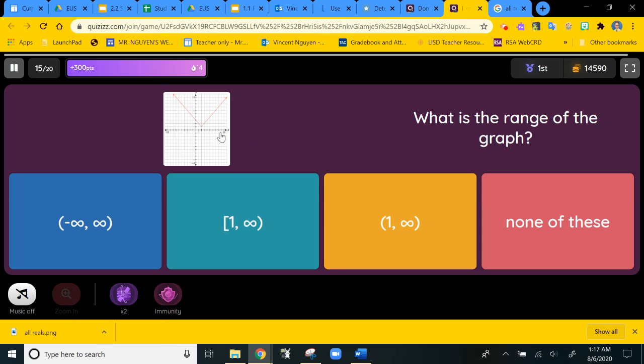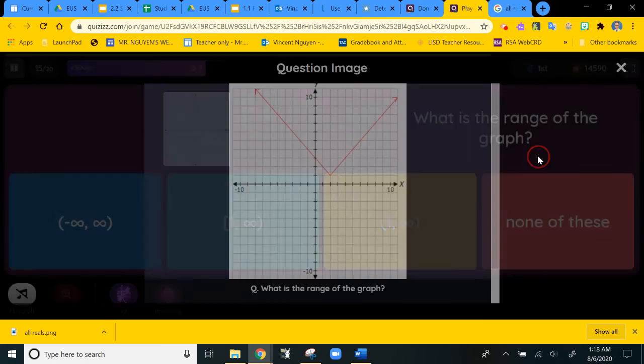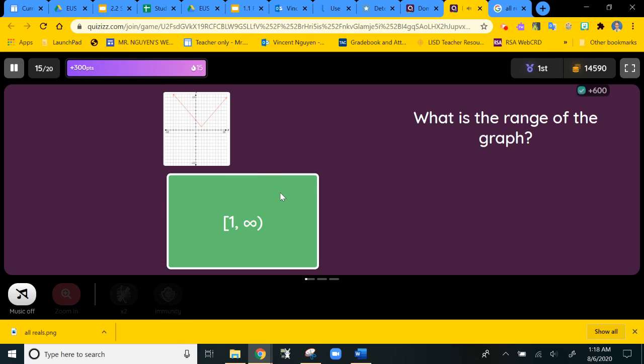What is the range of the graph? Oh, it's the same graph, but they want the range now. The range goes from bottom all the way to the top. The bottom looks like I start at 1, right? And the arrow means I am going to continue traveling up. So it's going to start at 1. 1 is the smallest value, and then infinity is the biggest value. So we are doing set notation. Oh no, we're doing interval notation. So we start at 1 and we travel to positive infinity. I think it's this one right here. Yay.